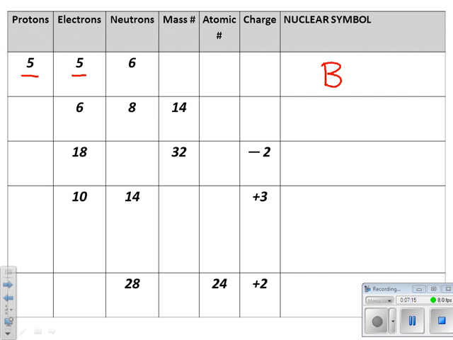All right, so next step, we look at our electrons here and we see, well, 5 and 5. That means this must be what? Oh, this must be a neutral atom, okay? So it's not going to have a charge of any sort. So we don't have to write anything up here in the corner, okay?